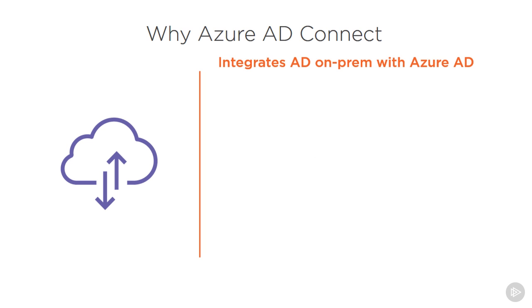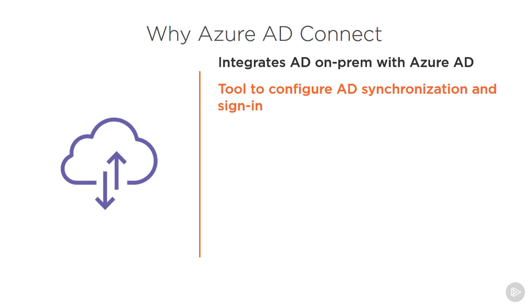First off, what is Azure AD Connect? It's a tool. It's a tool that has tools within the tool. And what it primarily does for us is integrates Active Directory on-prem with Azure AD. So you have to make sure you have a subscription with Microsoft Office 365 that contains or includes, if you will, the Azure AD interface. It's a tool to configure the synchronization and the sign-on between the 2 locations.